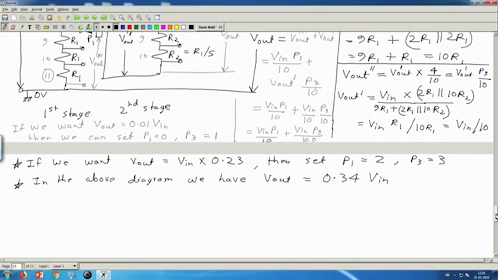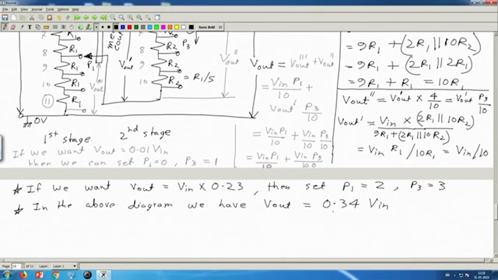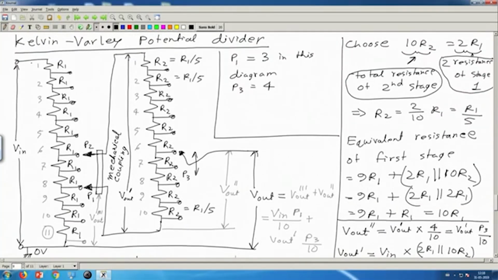Now suppose you need to get a decimal fraction up to 4 decimal places. If we want Vout equal to Vin multiplied by, say, 0.3264, then what do we do? Can we get that from here? No. With 2 stages, we can get up to 2 decimal places. If we want to get up to 4 decimal places, we need 4 such stages.